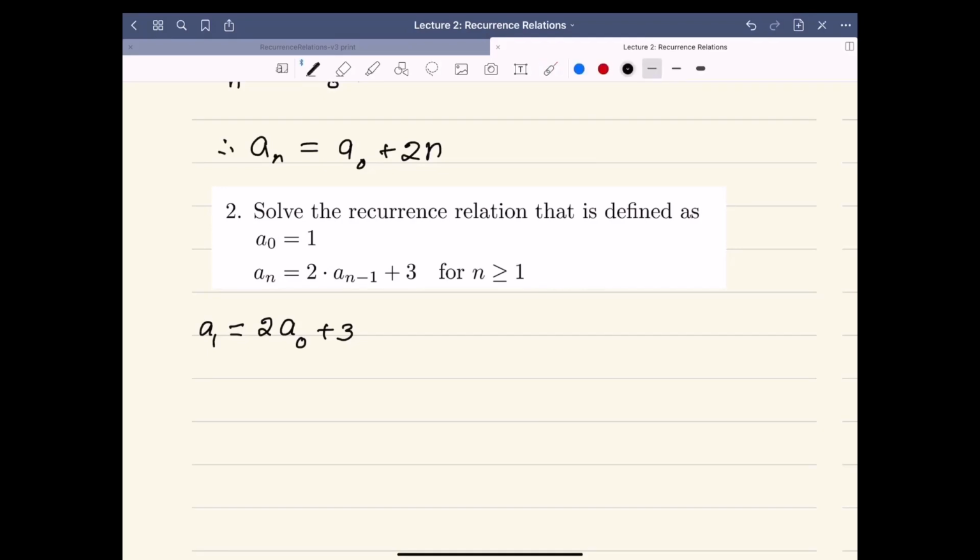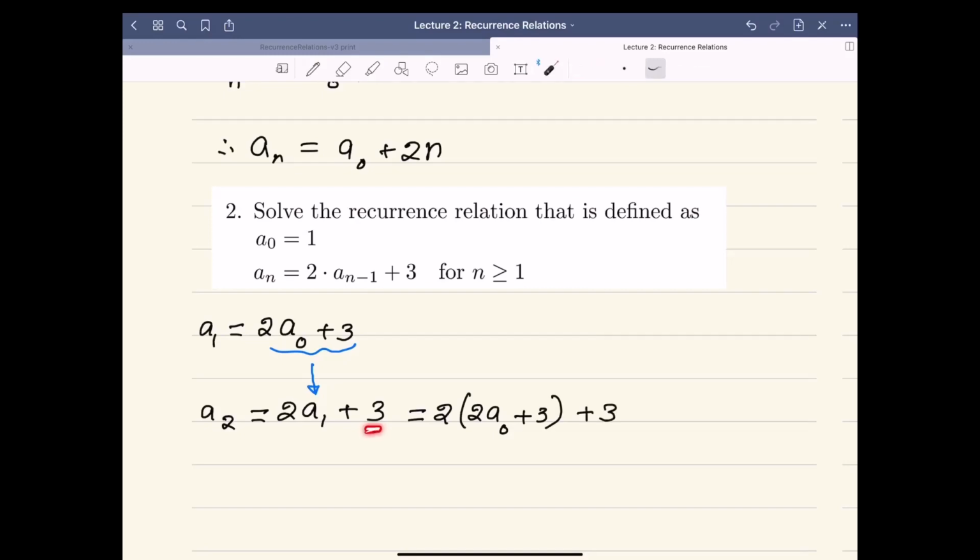Now for the next one, a2, it is equal to 2 a1 plus 3. Remember that this is the equation for a1, substituted here. I will make a note for myself that a1 should be replaced by this equation. Let us do the substitution. So this is equal to 2 multiplied by (2 a0 plus 3), and don't forget we have a plus 3 from here.